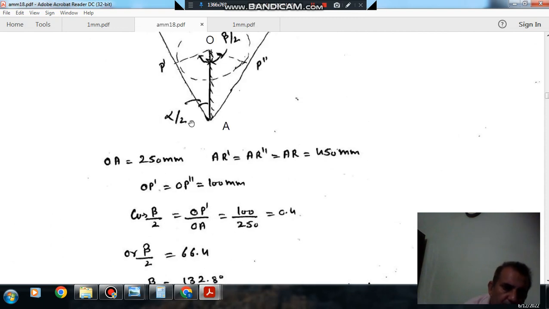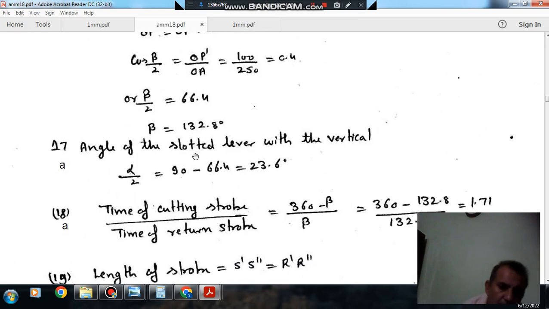Now we have to find this angle, so we can subtract beta by 2 from 90 to get alpha by 2. That angle is the angle of the slotted lever with the vertical. It is 90 minus 66.4, that is 23.6.